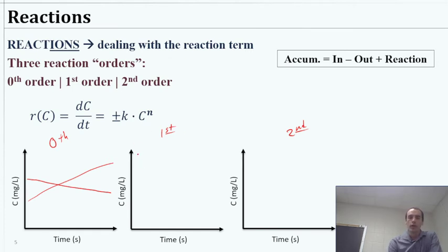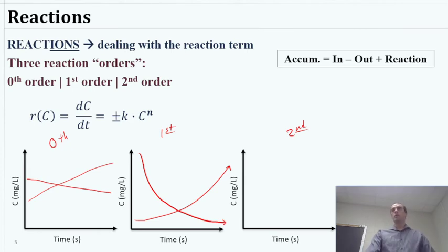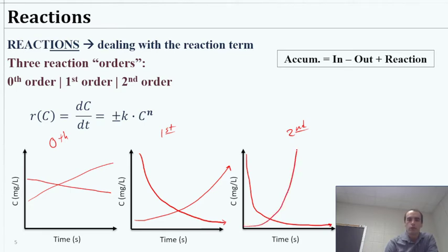So a first order reaction then, like a bank account, could look like this, or a growth like that, or a decay reaction like that. Second order then is going to be very sharp, very steep. So a little bit like the first order, but much more of a sharp up curve or down curve there.